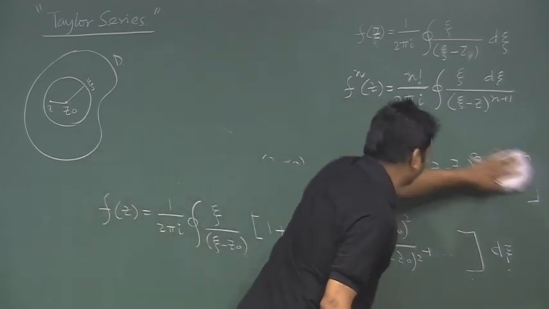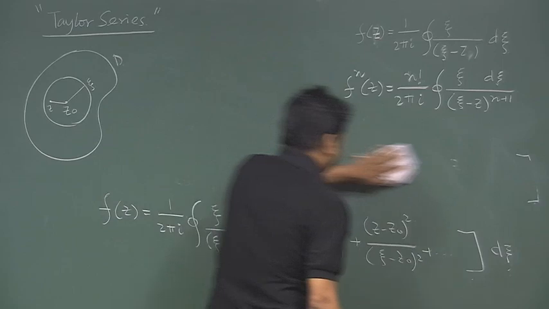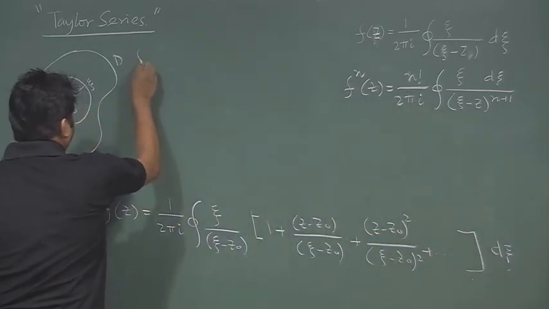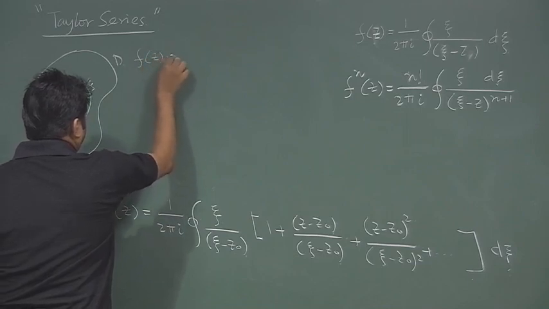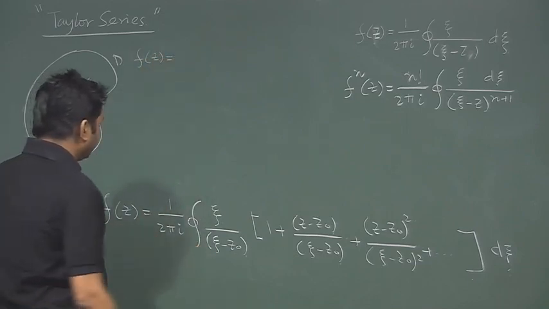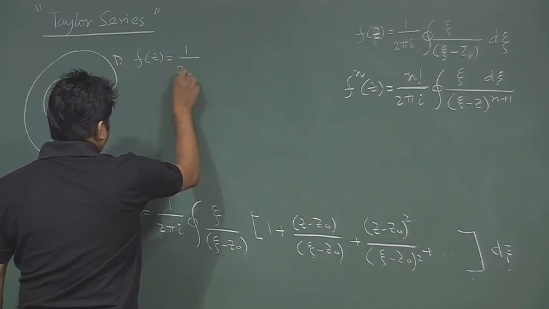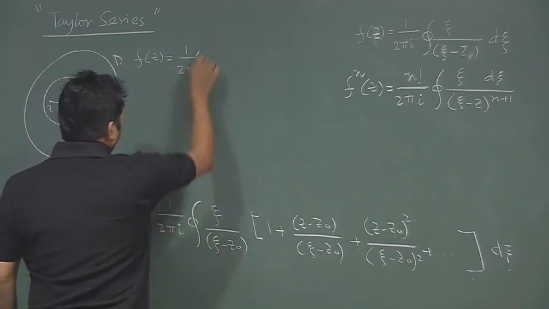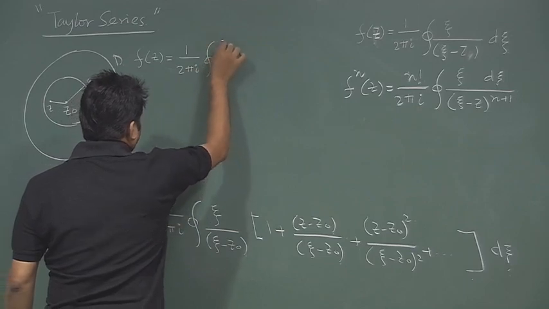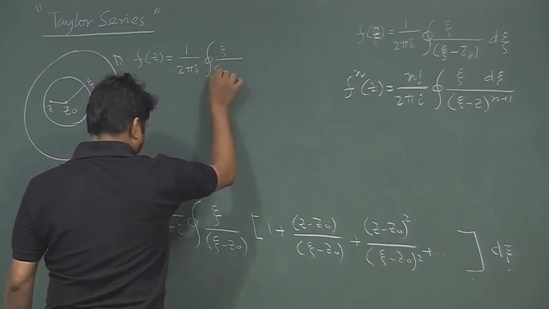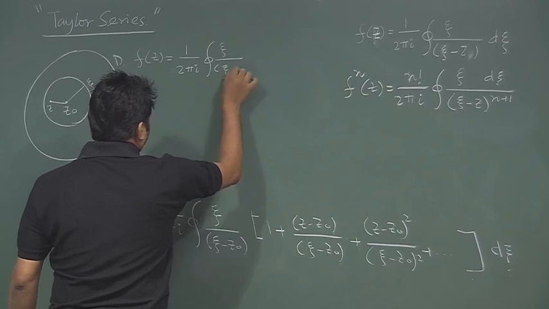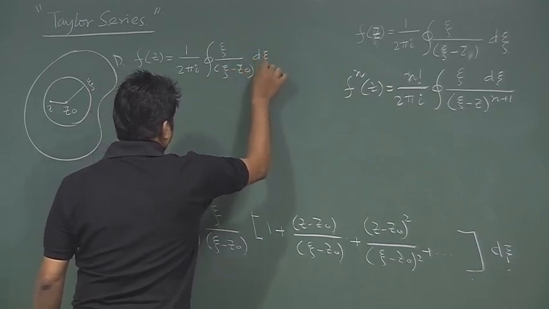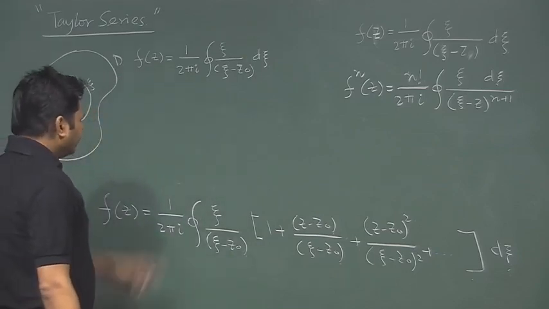Maybe I shouldn't require this also. Then my f(z), first term, if I calculate, it is 1 by 2 pi i, then integration of f(xi) by xi minus z0 d xi. This is my first term.